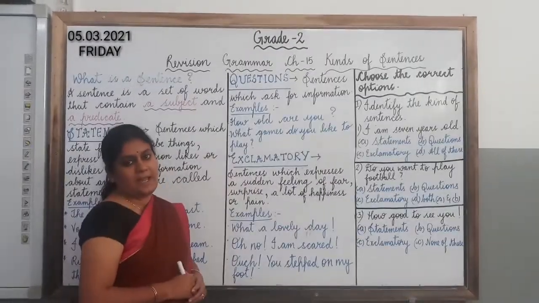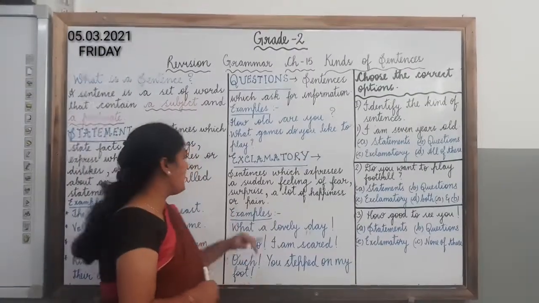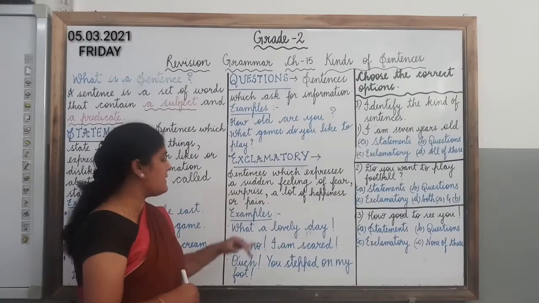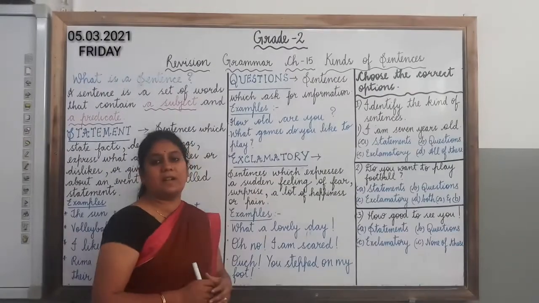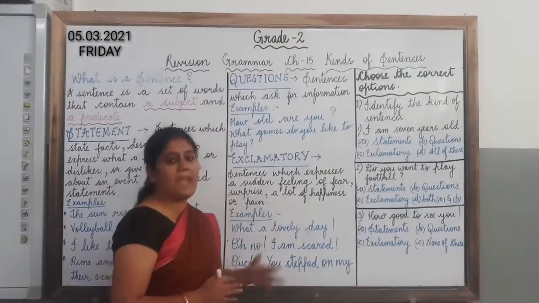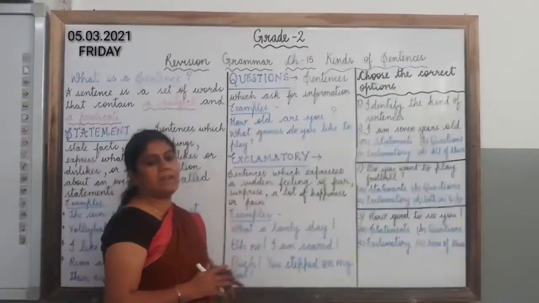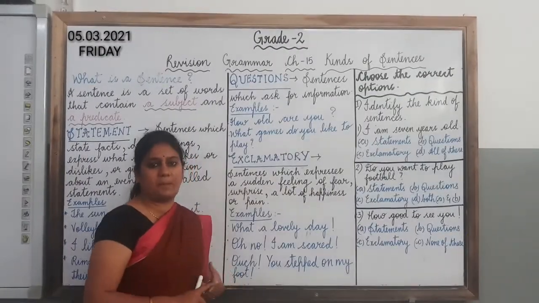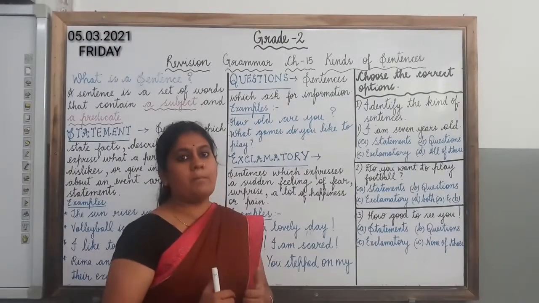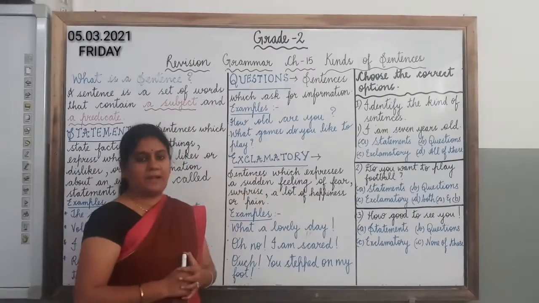The last kind of a sentence is exclamatory sentences. The sentences which express a sudden feeling of fear, surprise, a lot of happiness or pain. The sentences which express a certain feeling when we are very happy, when we are very sad, when we feel painful. These are known as exclamatory sentences. So you have to remember that the sentence which expresses a certain feeling of fear, happiness, surprise are known as exclamatory sentence.